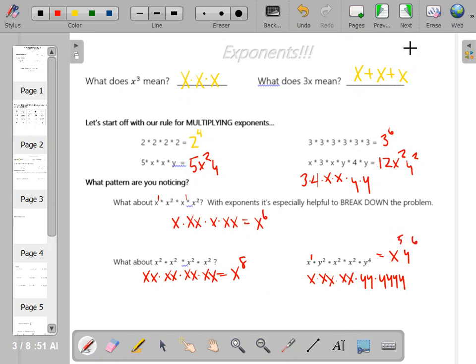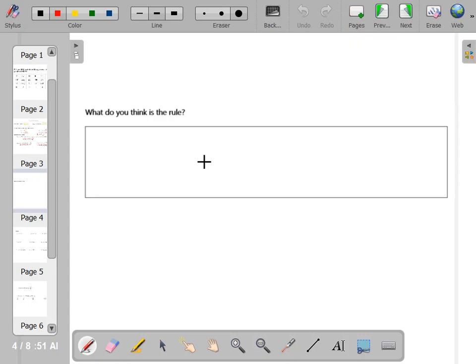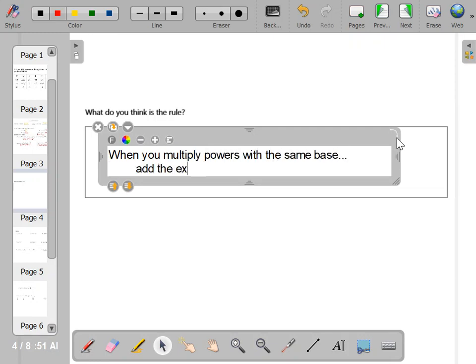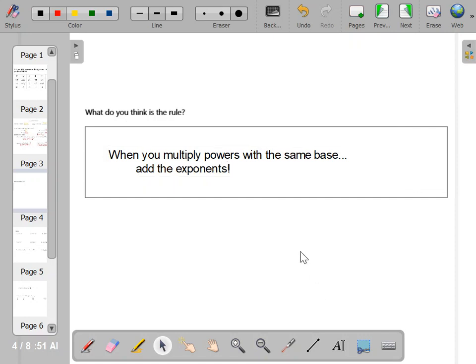Instead of writing it out all the time, you can remember that when you multiply exponents with the same base, you add the exponents. Let's say you multiply powers with the same base, add the exponents. So your rule is helpful, but you need to know where the rule comes from. Otherwise, exponents start to become a little unwieldy, a little tricky.